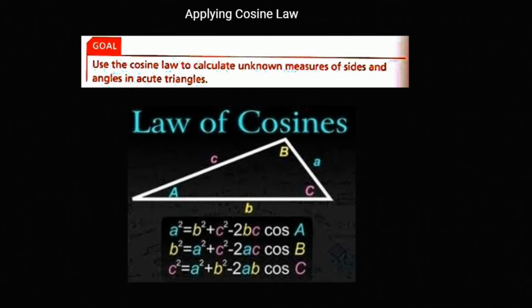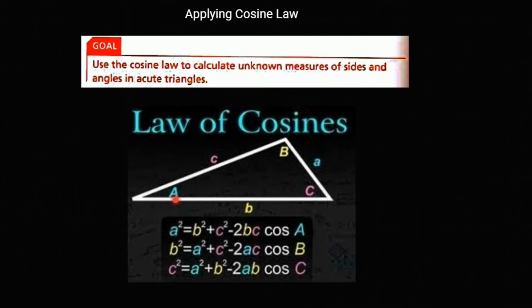In this video, I'm going to talk about how to apply the cosine law. The goal is to use the cosine law to calculate unknown measures of sides and angles in an acute triangle. So these three statements are the cosine laws.